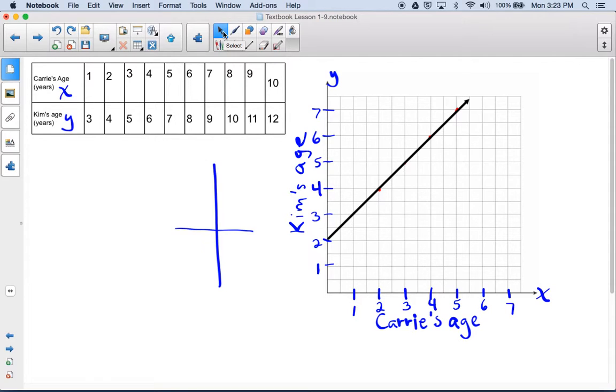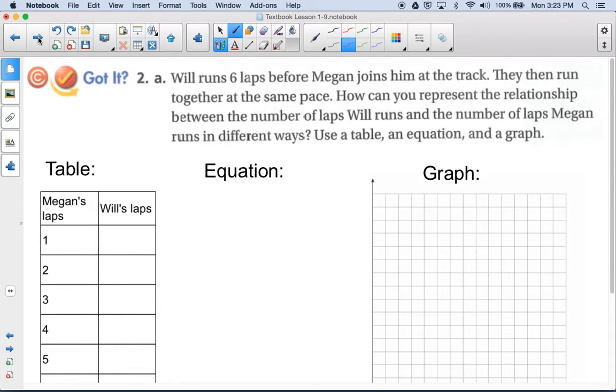And the other thing I want to point out is that we are going to draw an arrow on the end to indicate that this information continues on. It doesn't just stop where my graph stops. It continues on. So there's a graph. So we did a table, an equation, and a graph. All right.